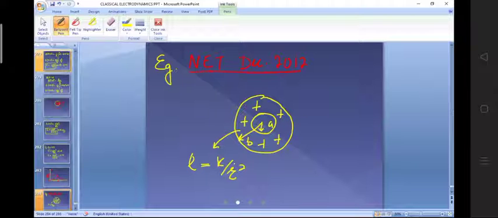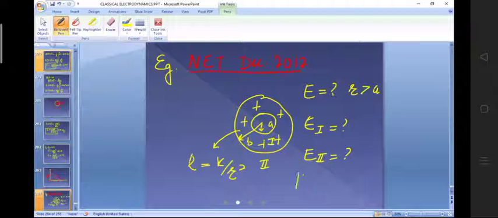Now you'll have to calculate the magnitude of the electric field. You'll have to calculate the value of the electrostatic field for small r greater than A. That means you will have to calculate the electrostatic field between small r equal to A and small r equal to B, and for r greater than B. You will have to calculate the electrostatic field in these two regions, region number first and region number second. This will stay as a home assignment for you.